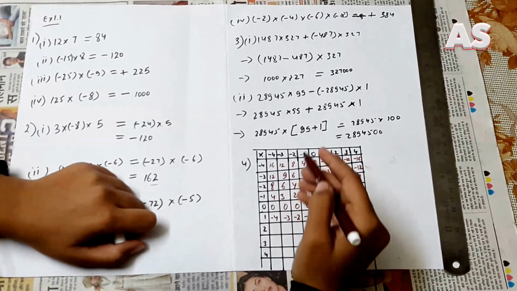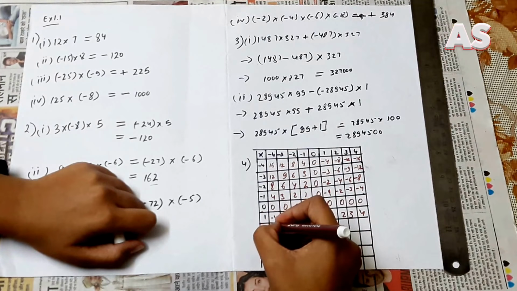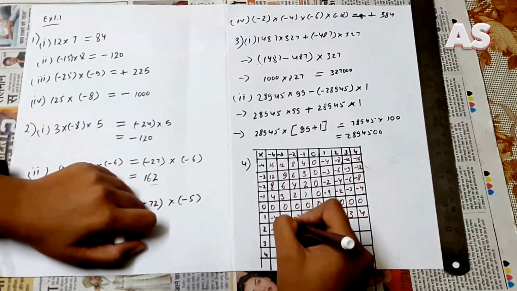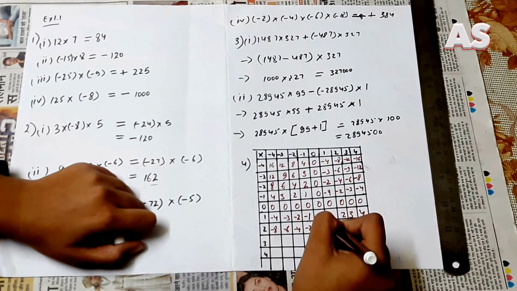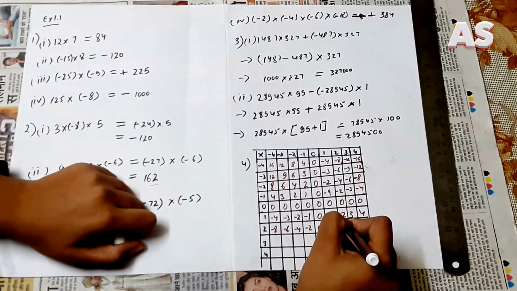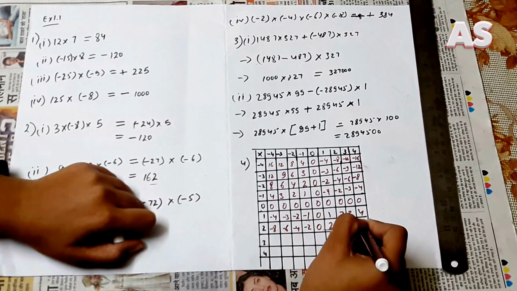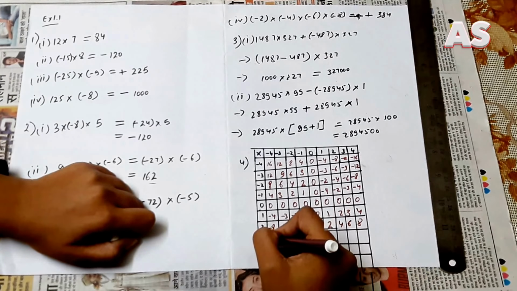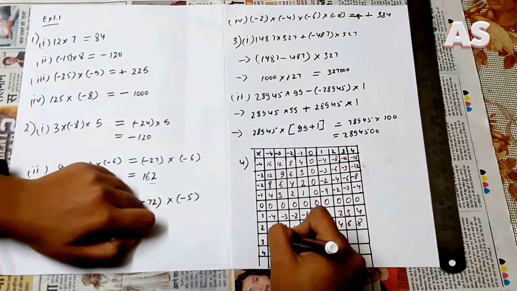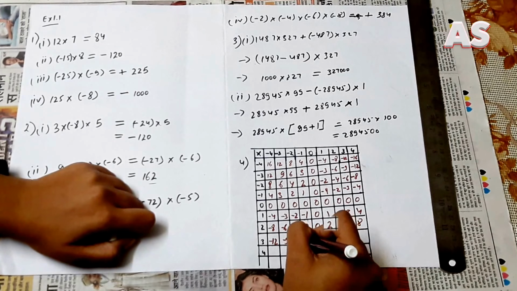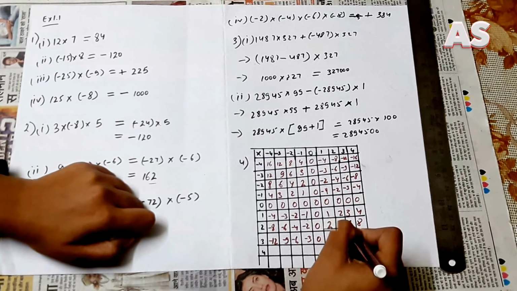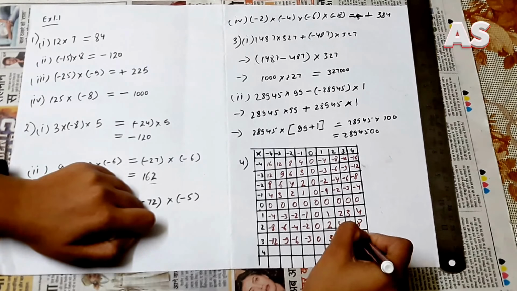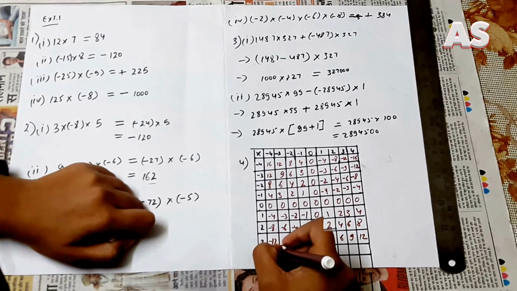Now 2. So 2 4s are 8, minus 8, minus 6, minus 4, minus 2, and 0. Then here it is 2, 4, 6, 8. Now 3, minus 12, minus 9, minus 6, minus 3, 0, 3, 6, 9, 12.